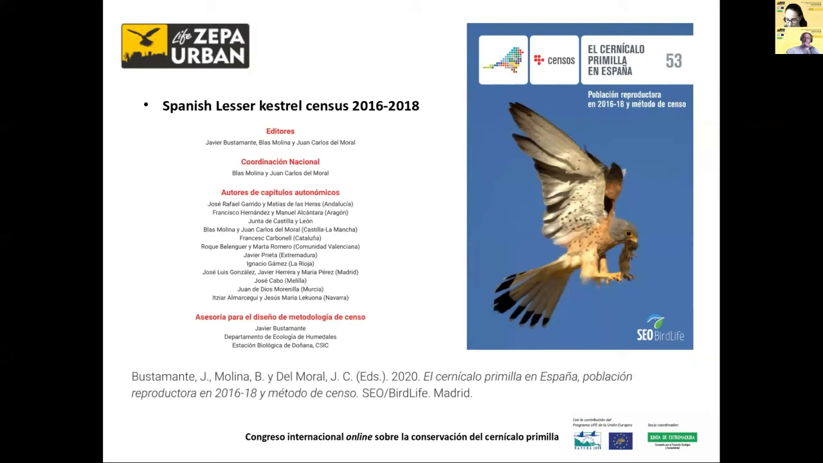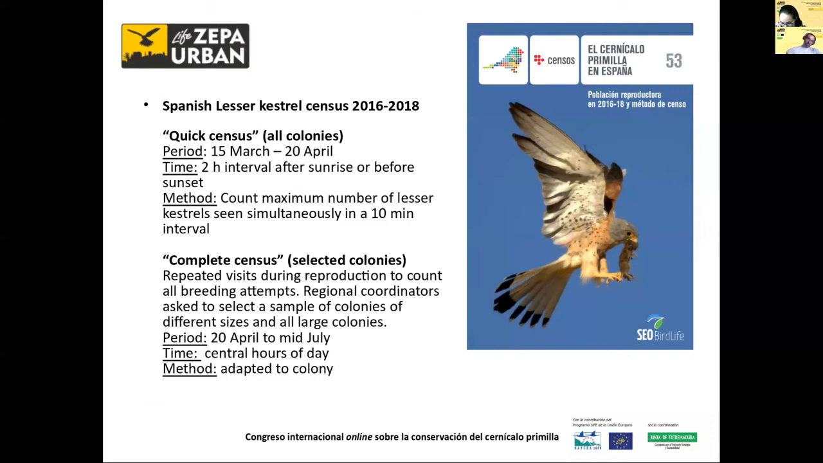Well, the Spanish lesser kestrel census was carried out, as I say, in 2016-2018. This was a coordinated effort by SEO BirdLife. Blas Molina and Juan Carlos del Moral were the coordinators. I participated with them in the design of the methodology, and this has been published as a monograph by the Spanish Ornithological Society, El Cernícalo Primilla en España, number 53, and you have here the reference of the book. Juan Carlos will give a talk later in which he will get into the details of the numbers. And as I tell you, I'm going to deal mainly with the methods.